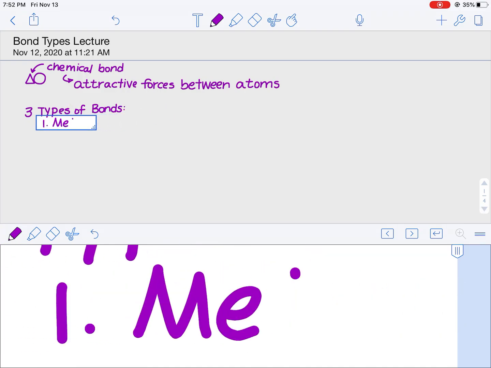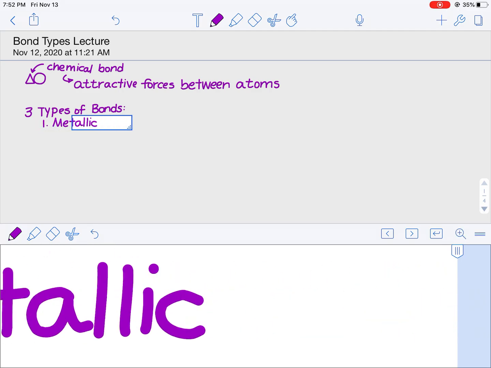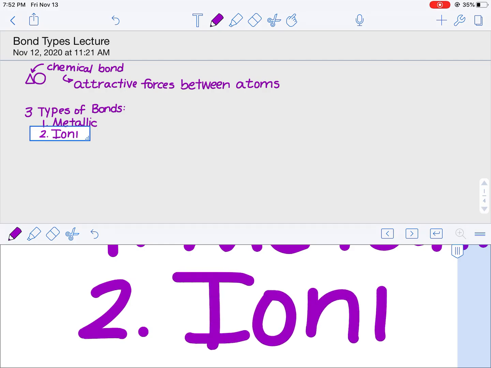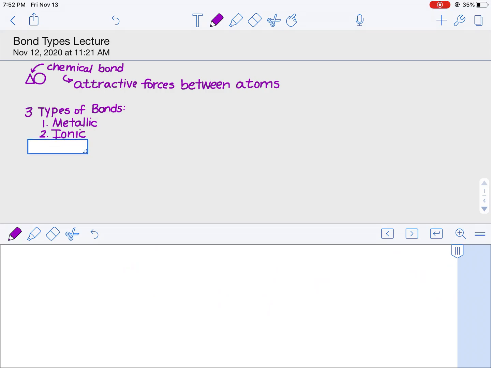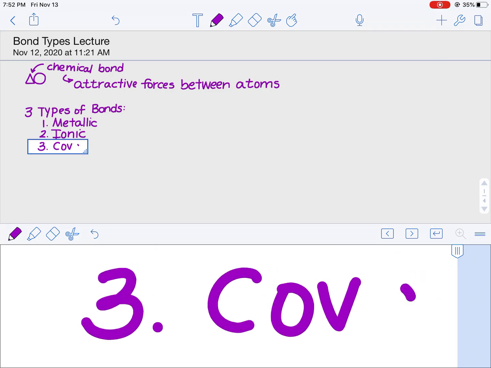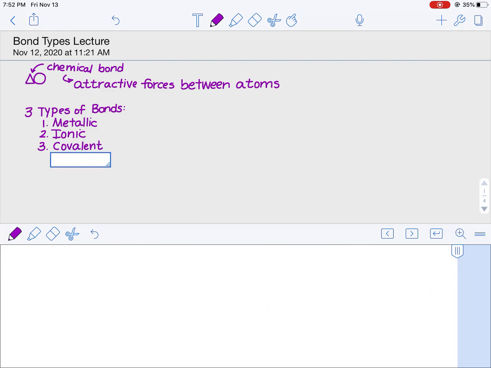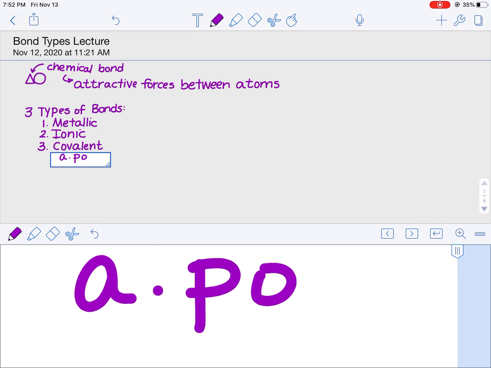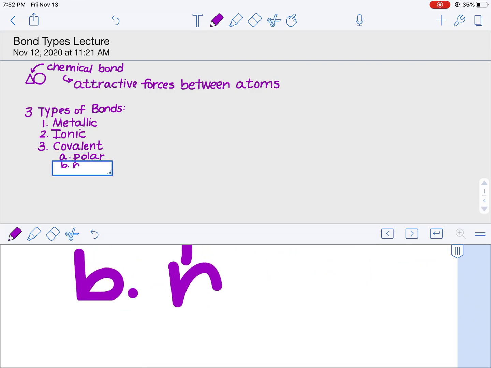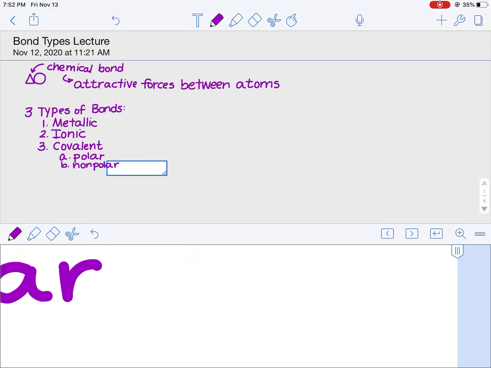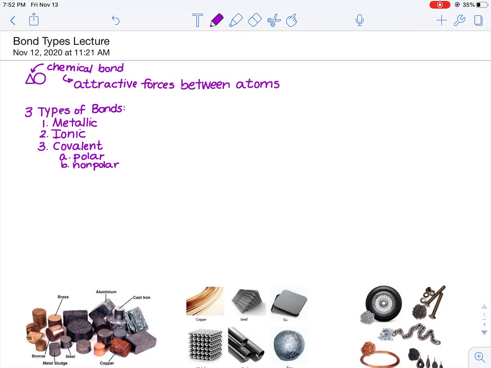The first is called a metallic bond. The second is called an ionic bond. And the third is called a covalent bond. The covalent bond can be further categorized as either a polar covalent bond or a nonpolar covalent bond. And we will elaborate on each of these three types of bonds as the lecture continues.